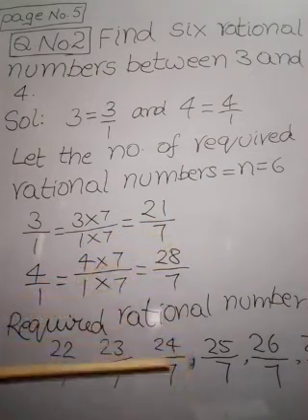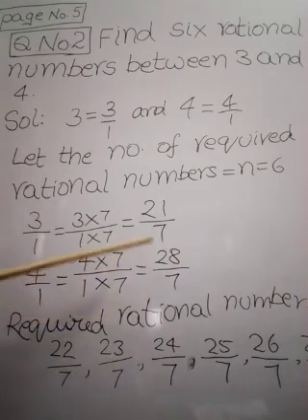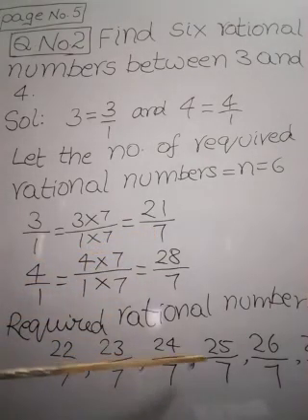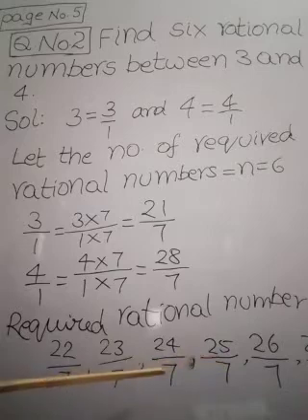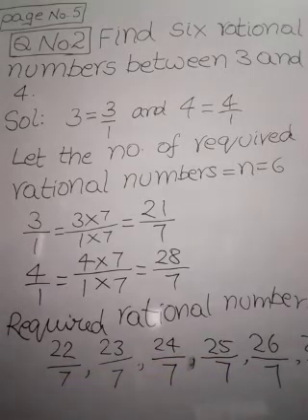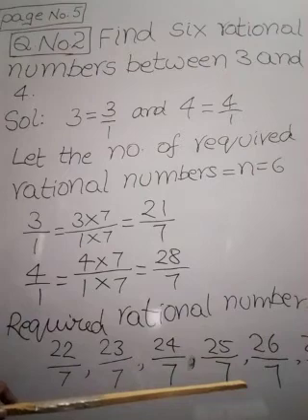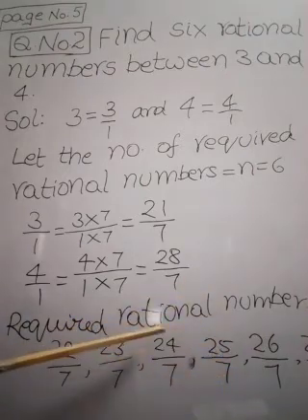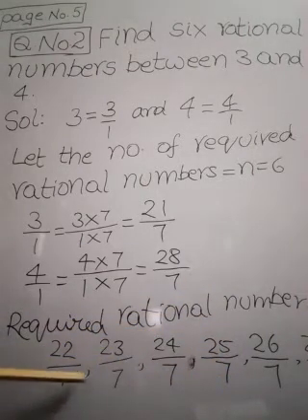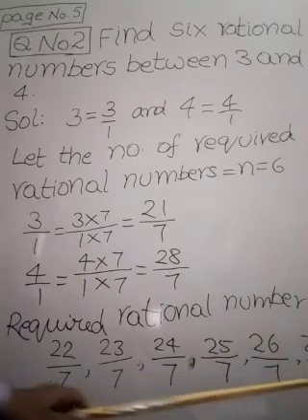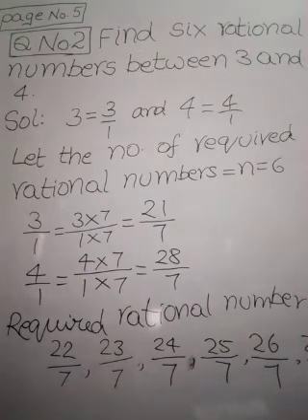After that, write the same denominator for as many rational numbers as are required, leaving the numerator part empty. Only write the denominators. How many? 6 rational numbers are required, so write 6 rational numbers with the same denominator.